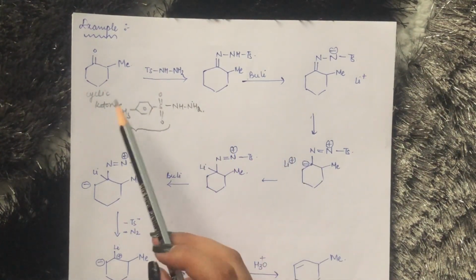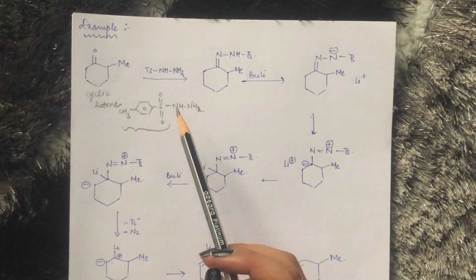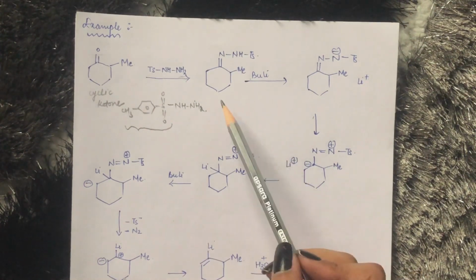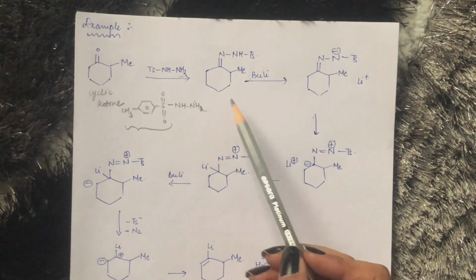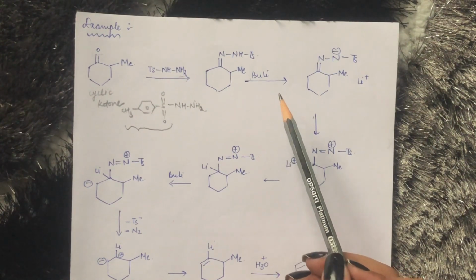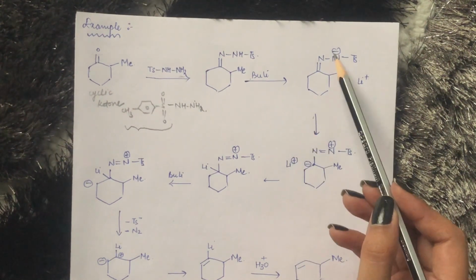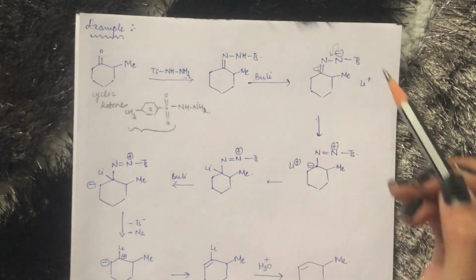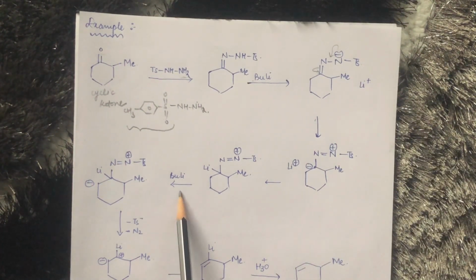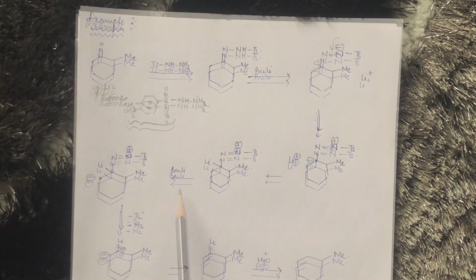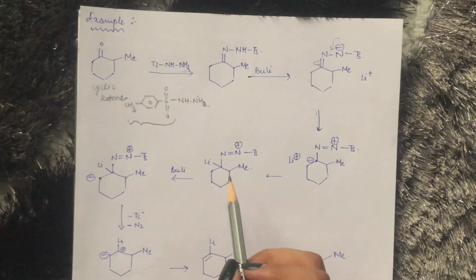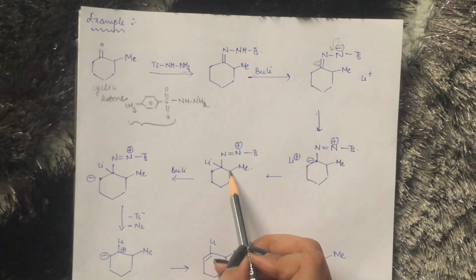So when the ketone reacts with tosyl hydrazide, the same reaction takes place. First removal of water from here, resulting in the hydrazone intermediate. Second step is abstraction of hydrogen using butyl lithium, which takes place at the nitrogen atom. Then delocalization of negative charge. Then another equivalent of butyl lithium is added. Again the proton abstraction takes place. Now the question arises, from which side will hydrogen be abstracted? Either from this or from this.